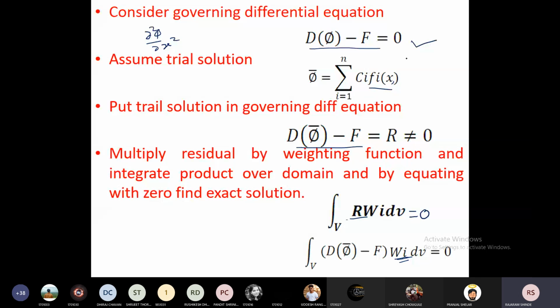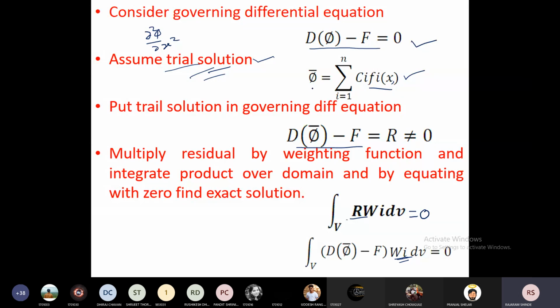Now we want to solve this differential equation. Our aim is to solve this differential equation. For solving it, how is the weighted residual method used? In the weighted residual method, we have to approximate the solution. That means we have to assume a trial solution. This assumed solution is in the form of a polynomial.